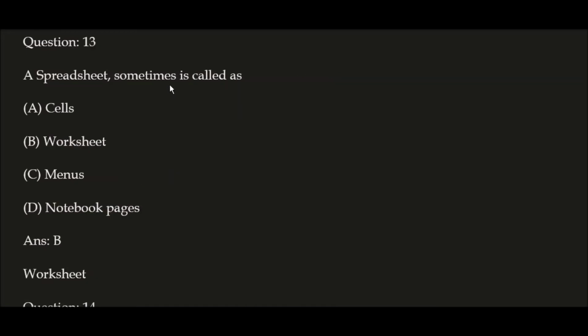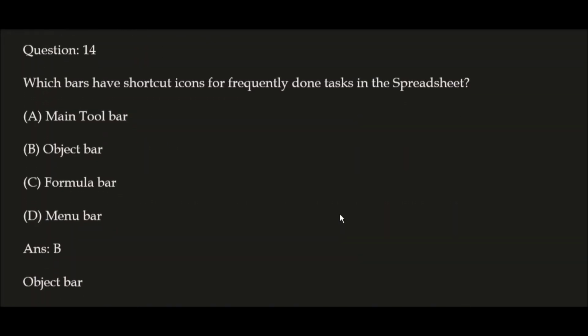Next question. A spreadsheet sometimes is called as option A cells, option B worksheet, option C menus, option D notebook pages. Correct answer is option B worksheet, because in spreadsheet software you create different kinds of worksheet. Okay. Next question. Which bars have shortcut icons for frequently done tasks in spreadsheet? Option A main toolbar, option B object bar, option C formula bar, option D menu bar. Correct answer is option B object bar. Object bar have shortcut icons for frequently done tasks in the spreadsheet.